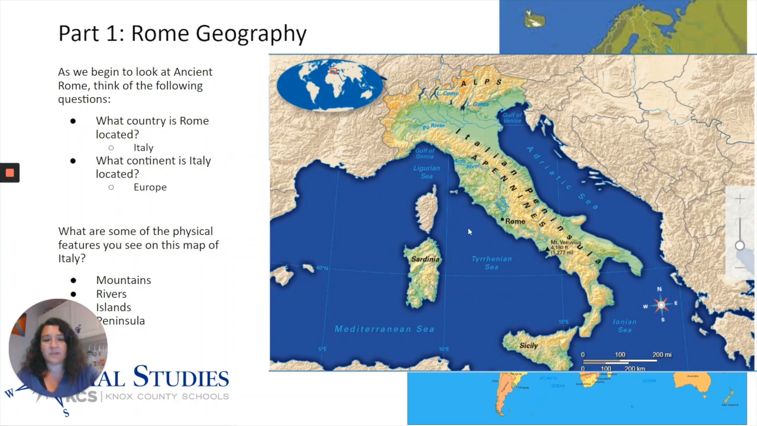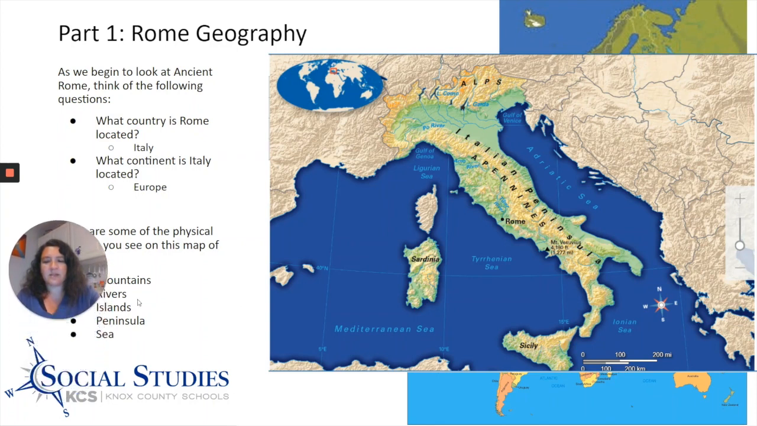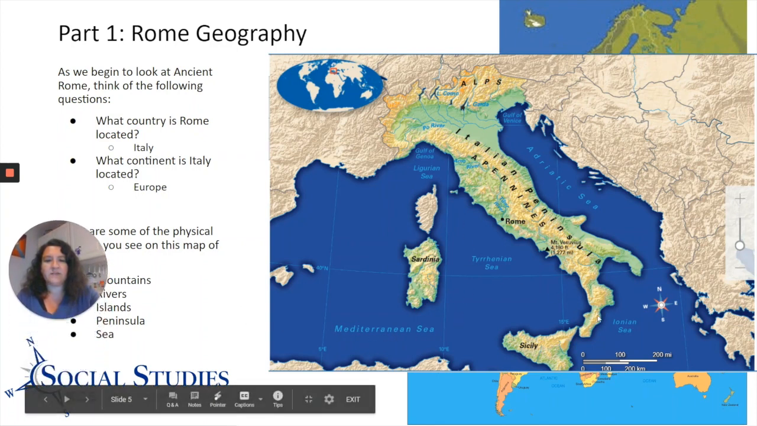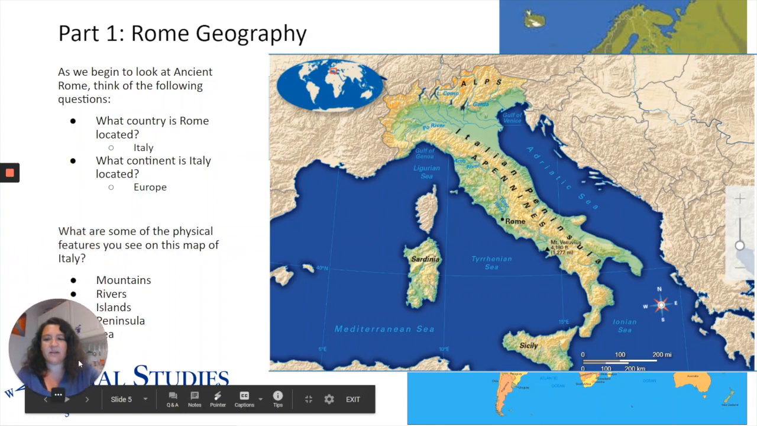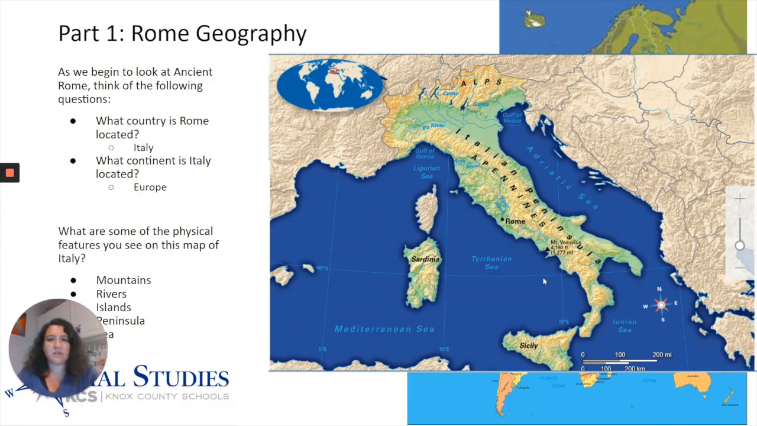Italy itself is a peninsula. And the last one is the seas. There are lots of seas that surround Italy. Were you able to find those on the map?